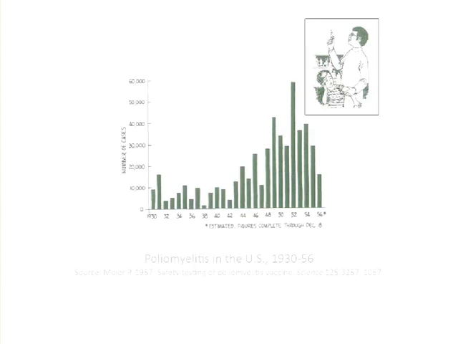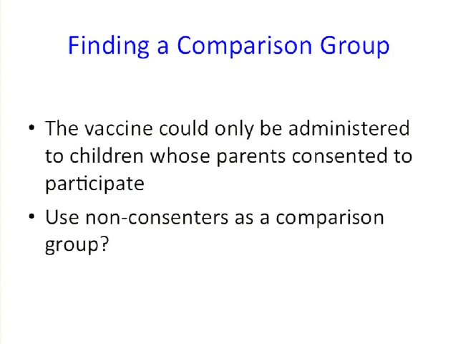Okay, so finding a comparison group. It's important to figure out if the group that's been treated has a lower rate of polio or not. And so you want to be able to have another group that you can compare it to where the other group did not receive the vaccine.